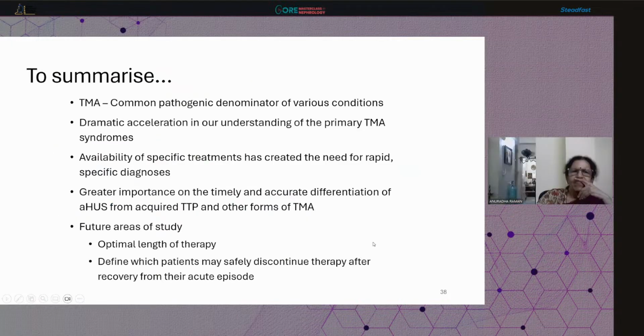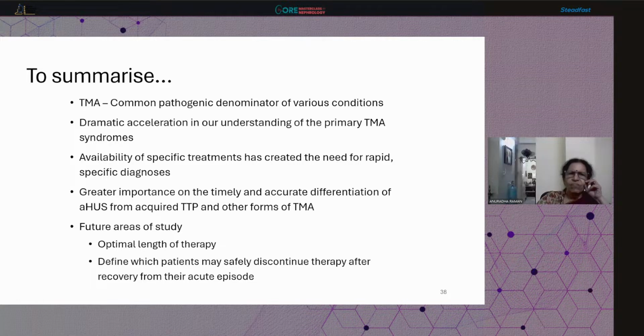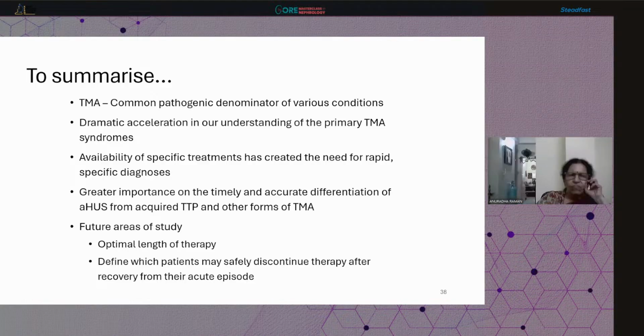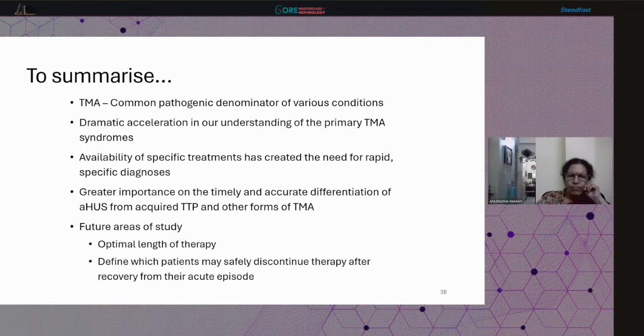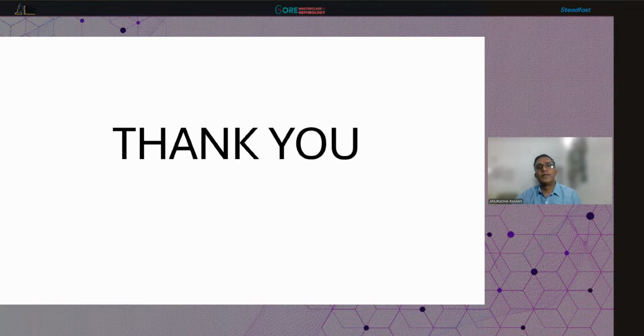So TMA is a common pathogenic denominator of various conditions. We need to find out what is the condition which is leading to this. Of course, there has been a dramatic improvement in our understanding of primary TMA syndromes, but there is still a need for specific treatments and for a rapid and specific diagnosis so that the treatments can be started in time. There is great importance of timely and accurate differentiation of acute HUS from acquired TTP and other forms of TMA. And the future areas of study, of course, will be the optimal length of therapy and defining the time at which the patient may safely discontinue anti-complement therapy after recovery from their acute episode. Thank you, sir. I'm done.